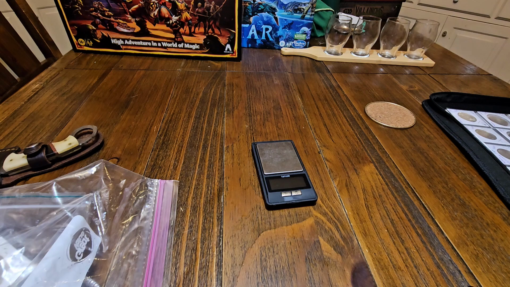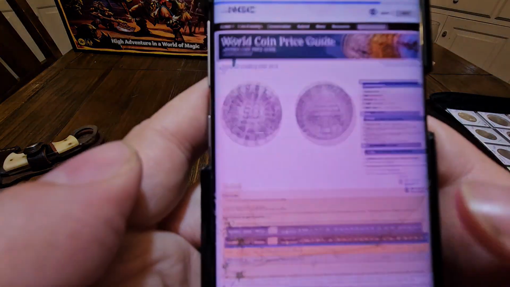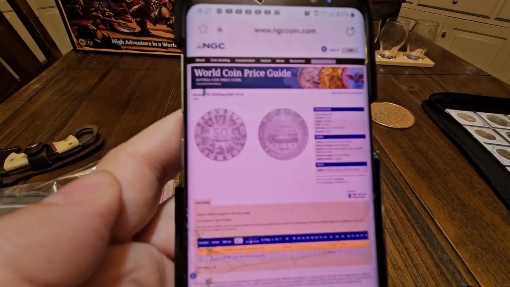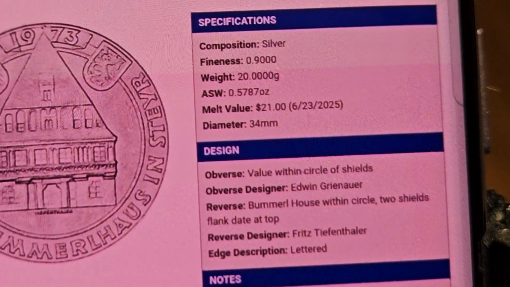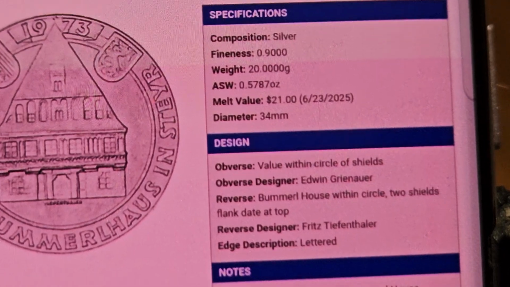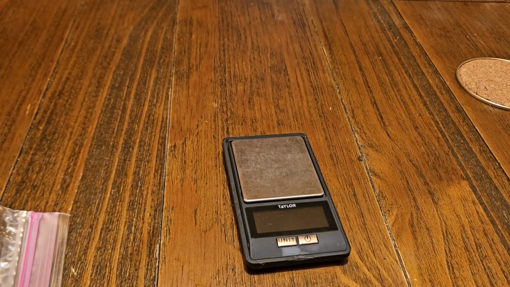The melt value of that coin we got for $15.62. Keep that in mind. The melt value, oh, that ain't it. I mean, it's the same ASW, isn't it? Yeah, it's the same ASW. It's $21 even. But I'm going to find our exact coin so you guys don't think I'm cheating you.